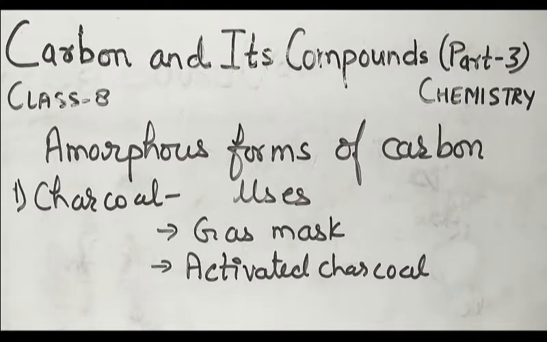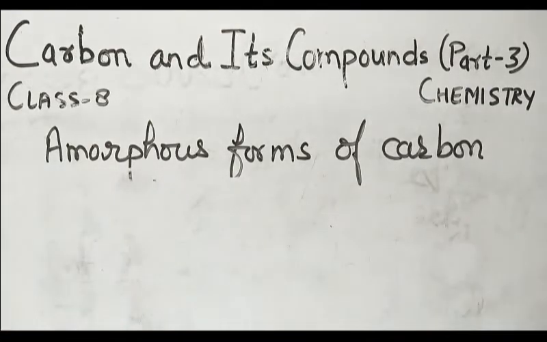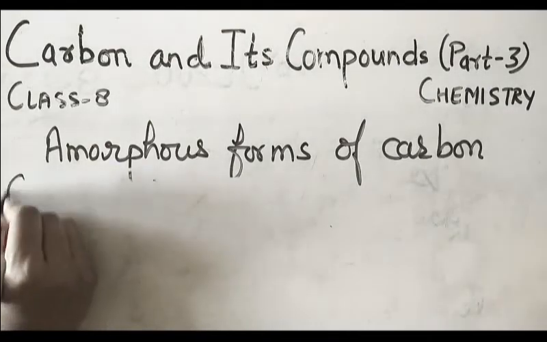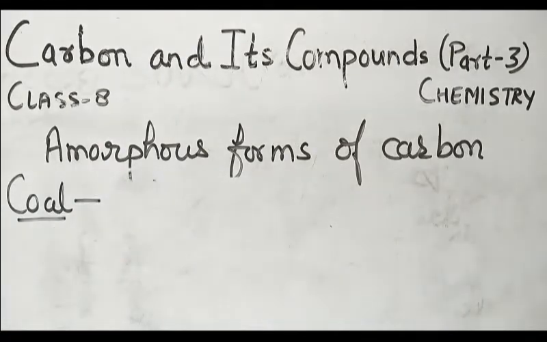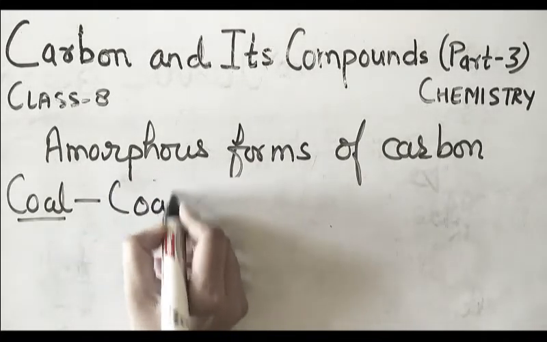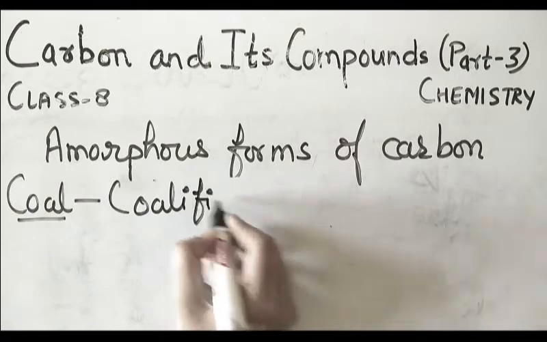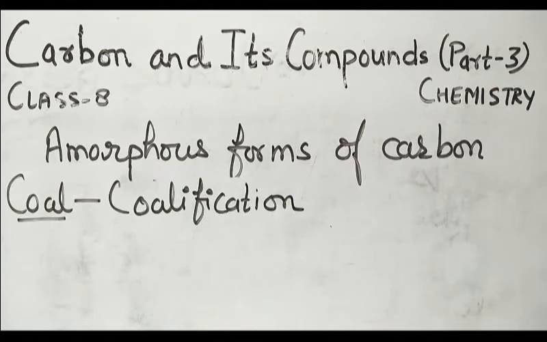Okay, now let us see another form of amorphous carbon, that is coal. For coal, you all know about coal. Coal is a black hard solid, and how is it formed? Coal is formed by the process of coalification.